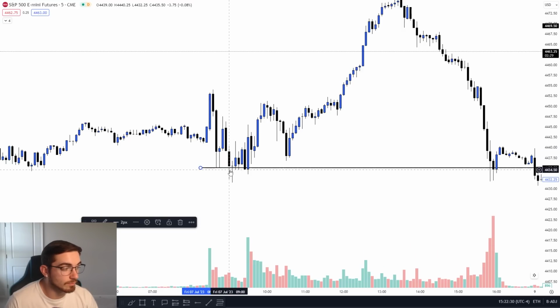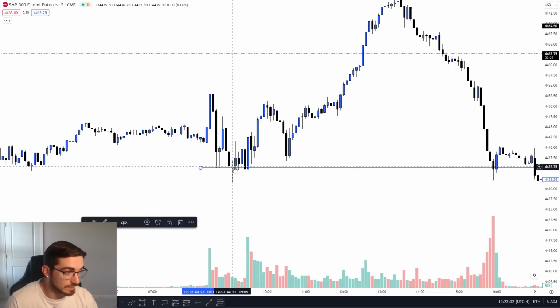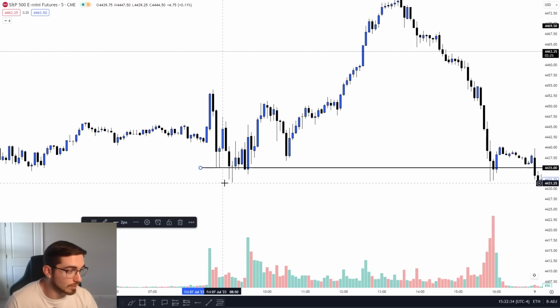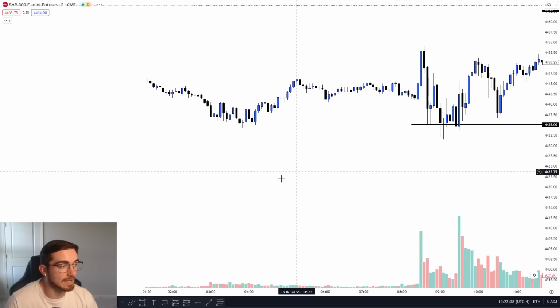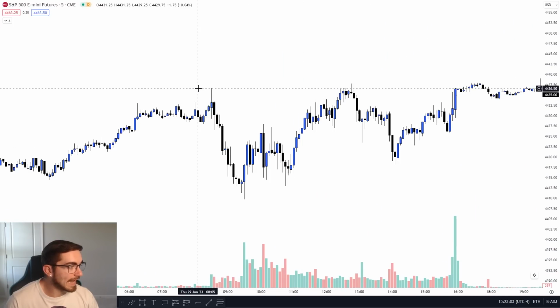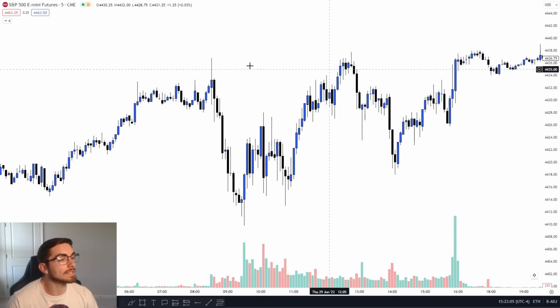And then from there, you could have gotten long either at the end of this candle or this candle with a stop loss a few points below those lows. And then you can see price had a nice little rally to the upside from there. And then we will take a look at this last example right here.